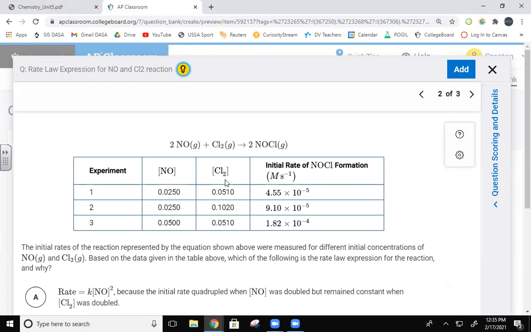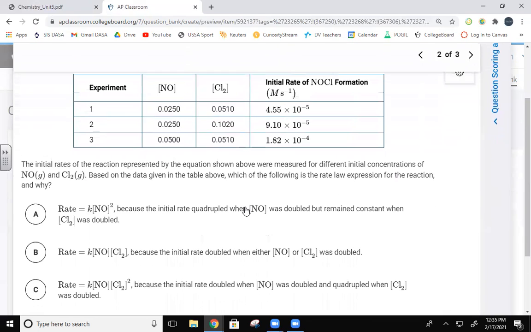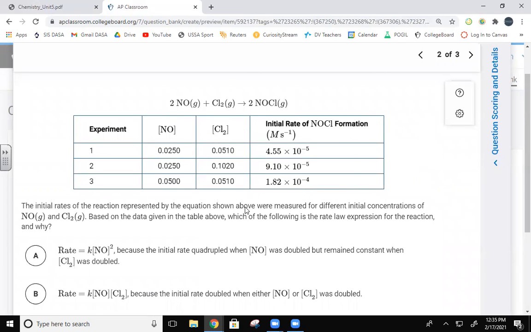So let's look at this. The initial rates of the reaction, represented by the equation shown above. Concentrations based on the data given in the table above, which of the following is the rate law expression for the reaction and why? So let's look at this here. We have the concentrations.